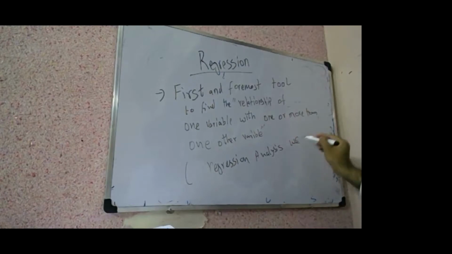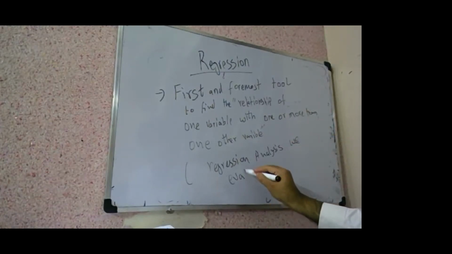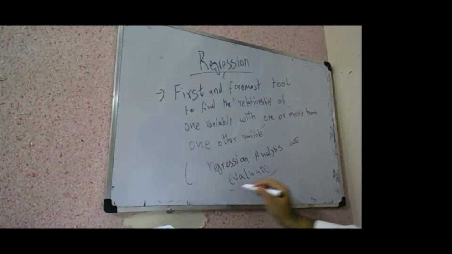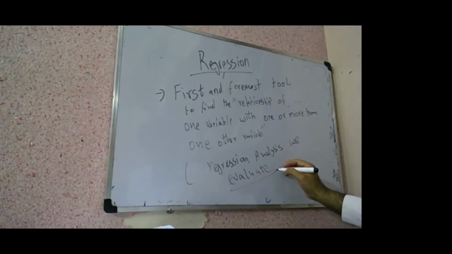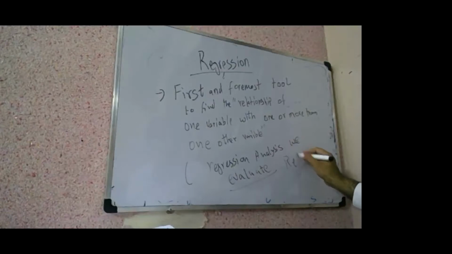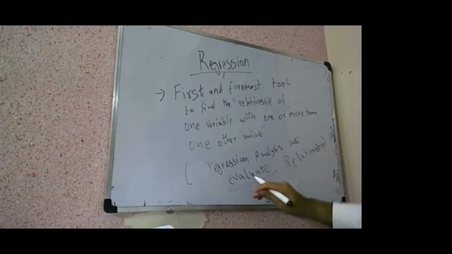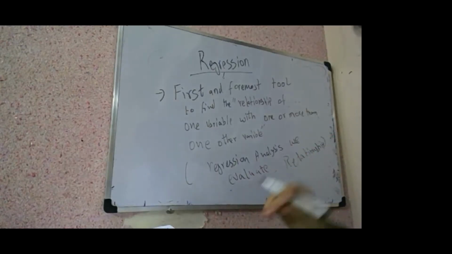Basically, we always evaluate. Remember, I'm using the term evaluate. We evaluate what? We evaluate relationships. For example, correlation, and we will see what's the difference between correlation and regression.